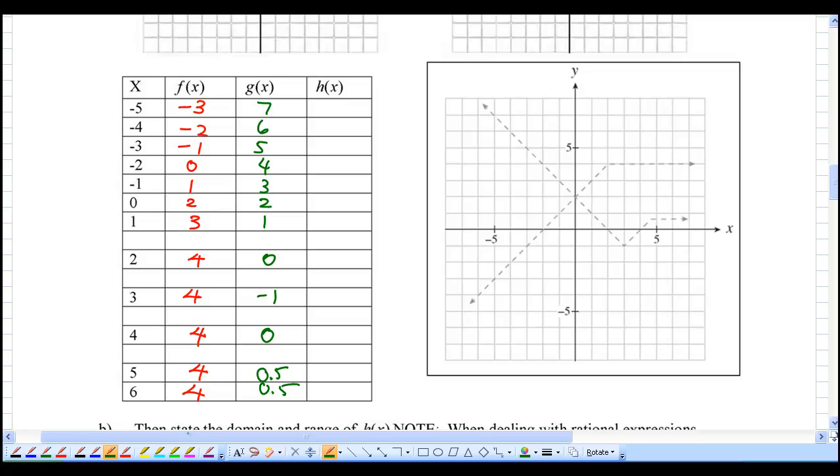All right, so if we're going to make a table of values and plot points, h of x, once again, is just f of x, the numbers in red, divided by g of x, the numbers in green. So here we go. We've got the numbers like negative 3/7, negative 1/3, right? I reduced it. Negative 1/5. 0 divided by 4 is 0. 1/3. 2 divided by 2 is 1. This is 3. 4 divided by 0 is undefined.